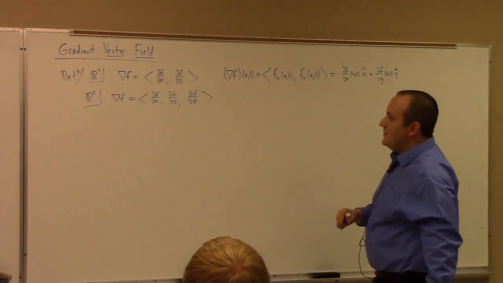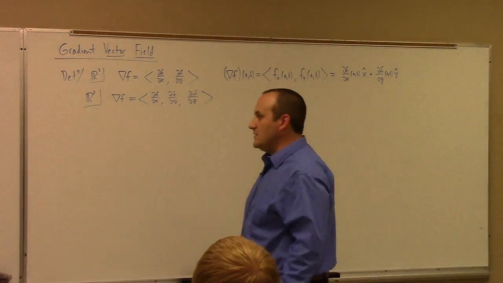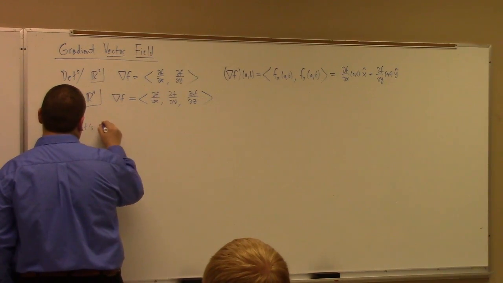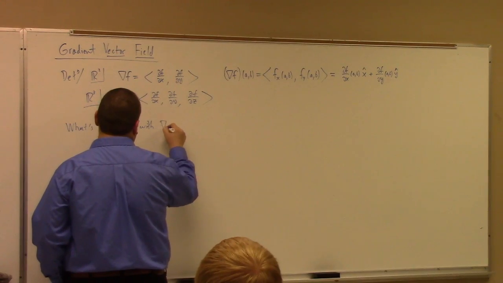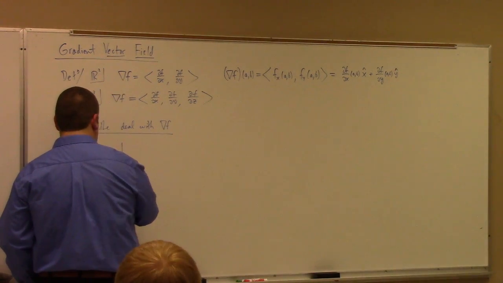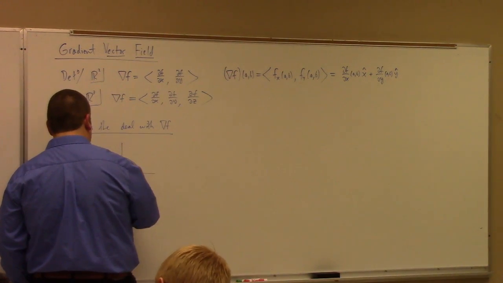Excuse me. So let's see here. Let's actually investigate what this vector field looks like. So what's the deal with the gradient of f? What does it look like? What's its significance? Let's look at an example before I give you any proofs. We'll go back to my initial example.